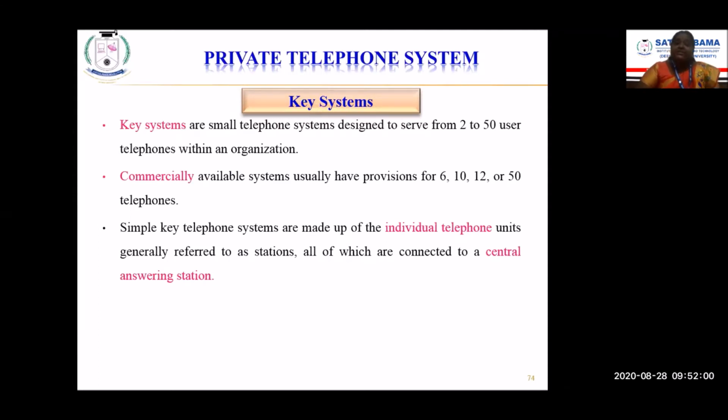Key systems are small telephone systems designed to serve 2 to 5 users within an organization. Commercially available systems usually have provision for 6, 10, 12, up to 50 telephones. The simple key telephone system is made up of individual telephone units, generally referred to as stations, all of which are connected to the central answering station. This is how we have our extension lines. These are called key systems.